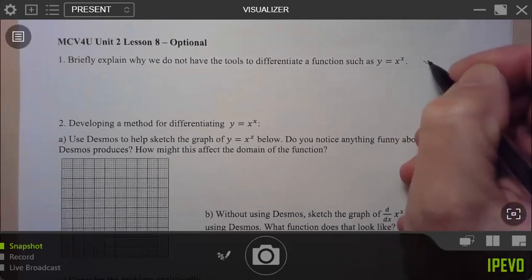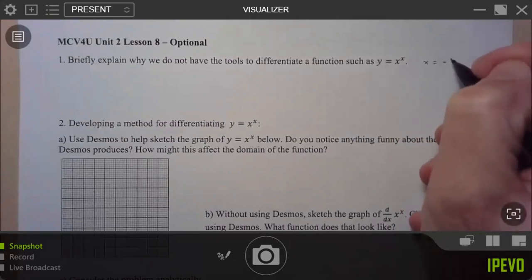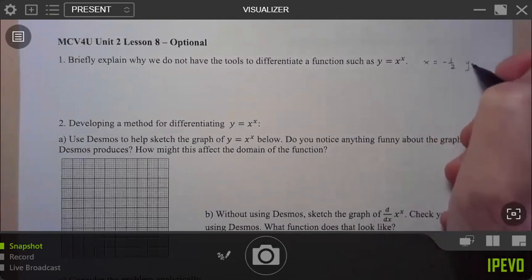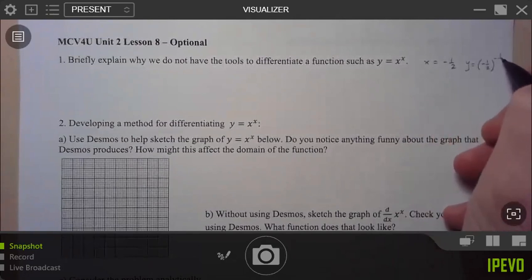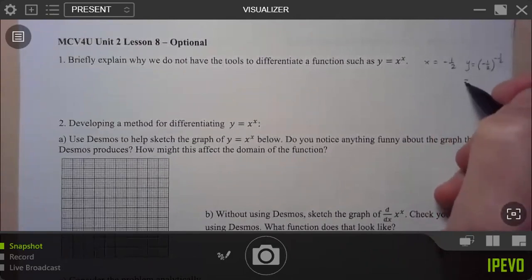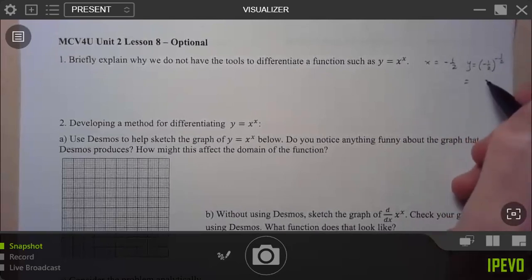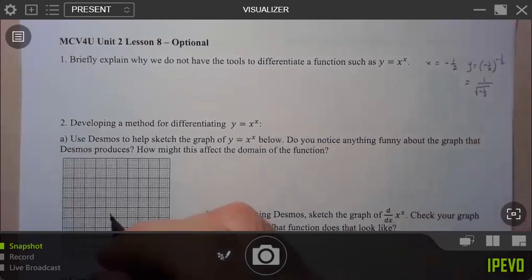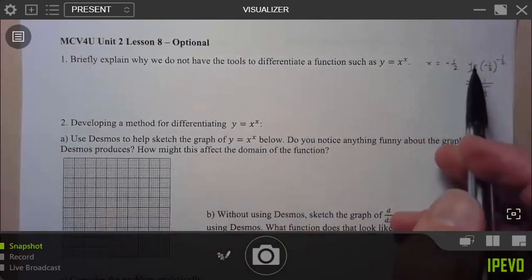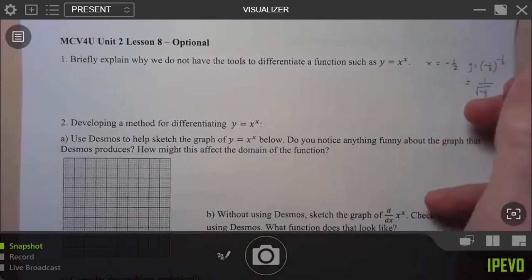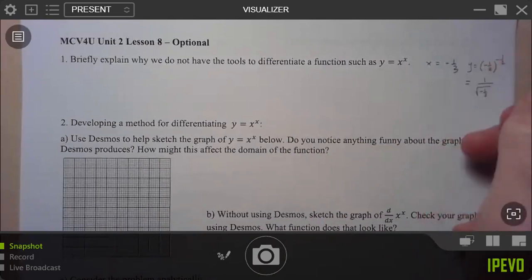Well, what if I were to take x is equal to, say, -1/2? So that means y would be equal to -1/2 to the -1/2, which, of course, is just going to be equal to 1 over the square root of -1/2. So can you see that the function won't be defined at -1/2? But then what happens if we change this to -1/3?